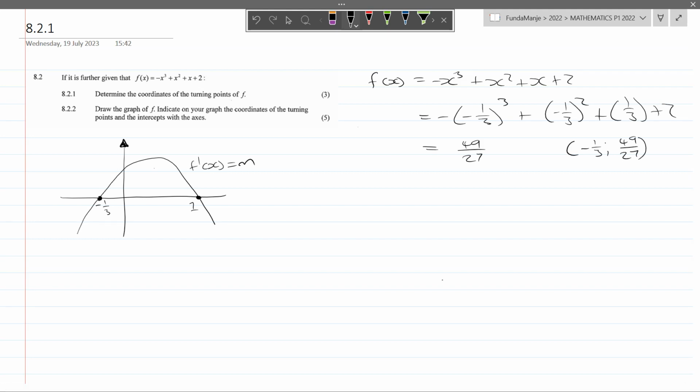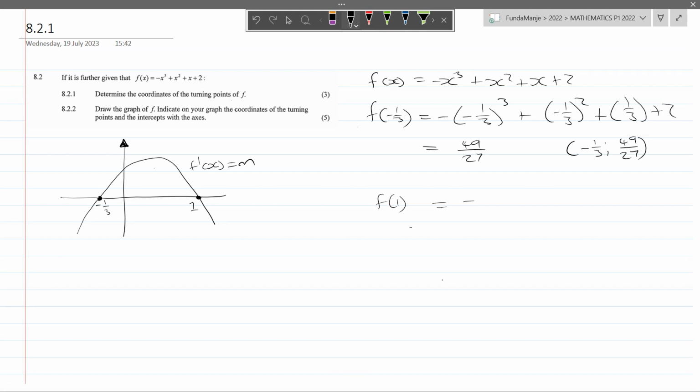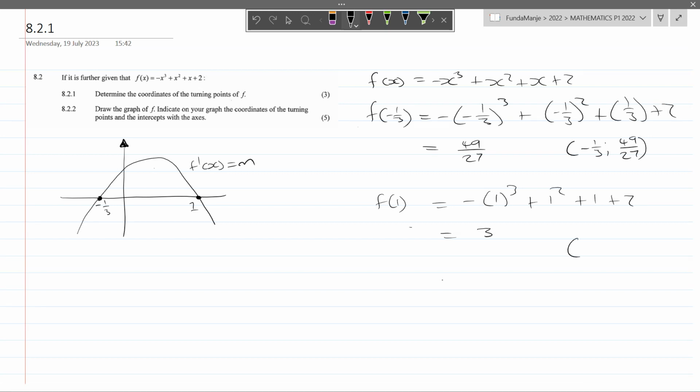Then the second coordinate, you would do the same thing, but instead of finding it for minus 1 over 3, you do it for 1. So if x is equal to 1, we have minus 1 cubed plus 1 squared plus 1 plus 2. So this one and that one can cancel. We'll be left with 3. The second turning point would be 1 and 3.